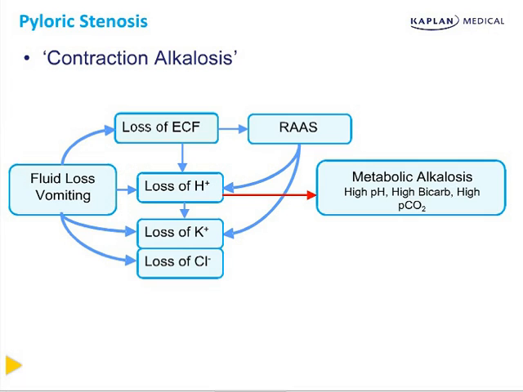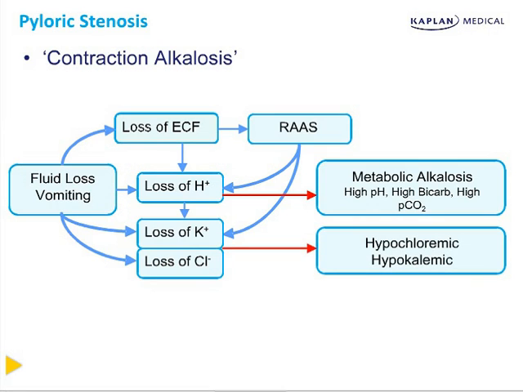And the frequent losses, as you can see with all the arrows, of the potassium and the chloride leads to hypochloremia and hypokalemia. So all this is to underpin that in situations like pyloric stenosis or small bowel obstruction, a contraction alkalosis is a term that represents a metabolic alkalosis with hypochloremia and hypokalemia, with an elevated pH, an elevated bicarb, and a compensatory elevated PCO2.